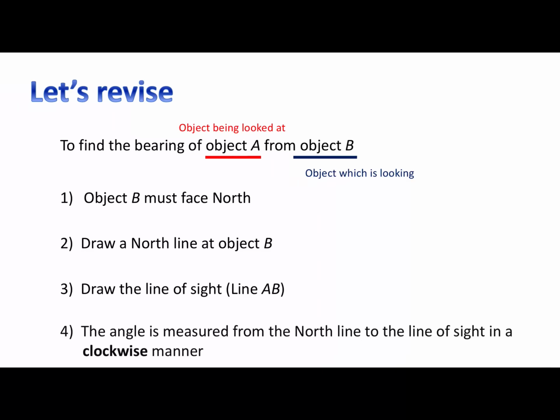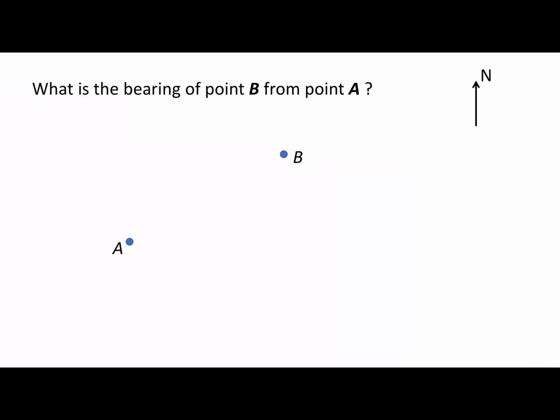Now, draw the north line exactly at the object which is looking. So I hope by now you should be able to identify the object which is looking and the object which is being looked at. These steps are very similar to angle of elevation and depression, except for the last step, where the bearing has to be measured in a clockwise manner. Let me illustrate with a few examples.